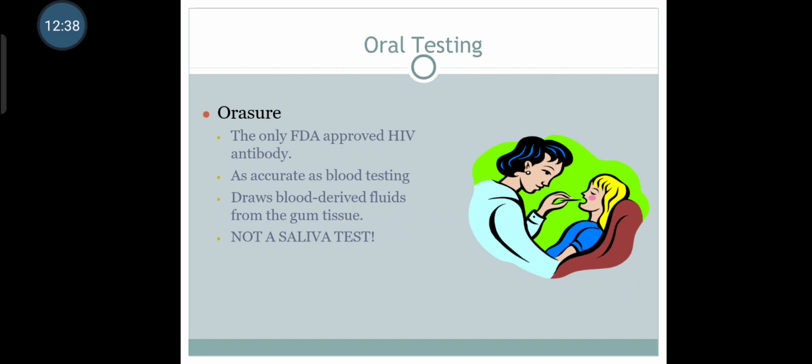Next, oral testing. There is a test called OraSure, the only FDA approved HIV antibody test. It is as accurate as blood testing. It draws blood-derived fluid from the gum tissue, not saliva.